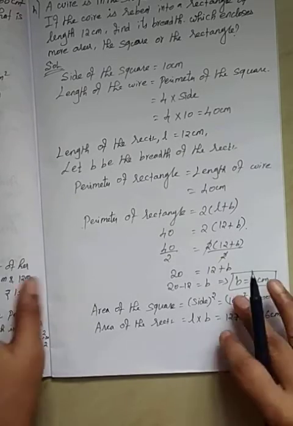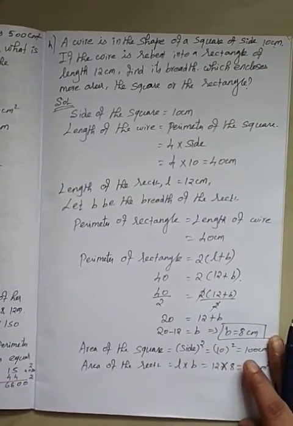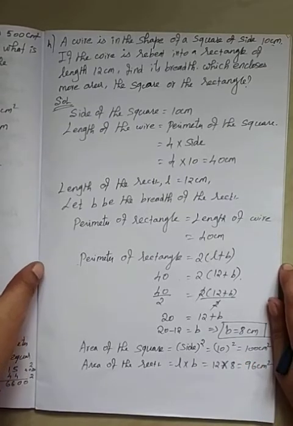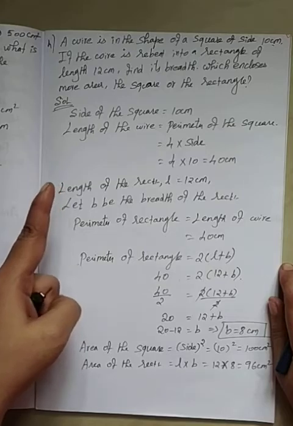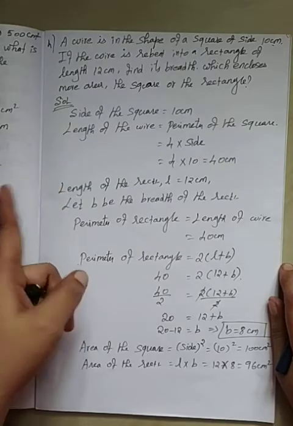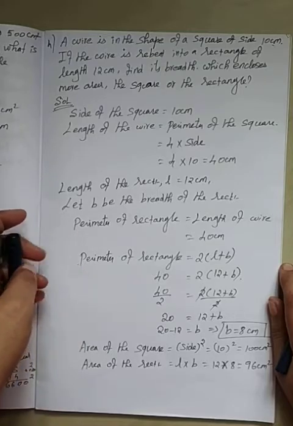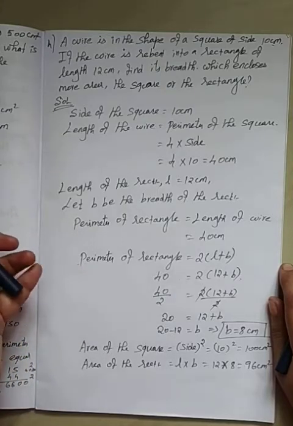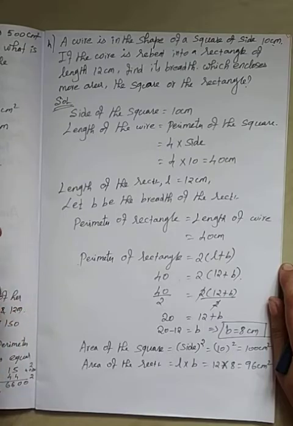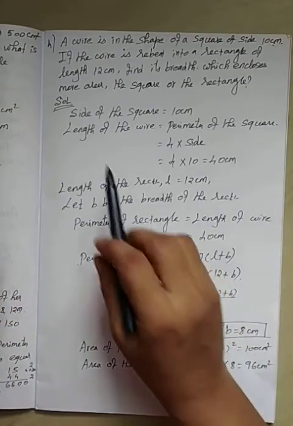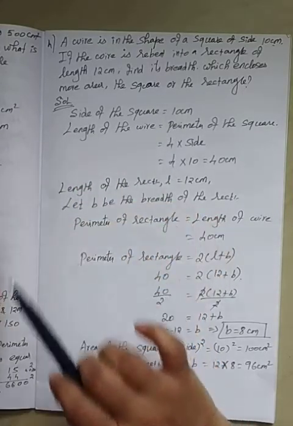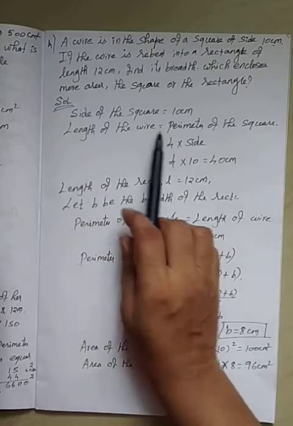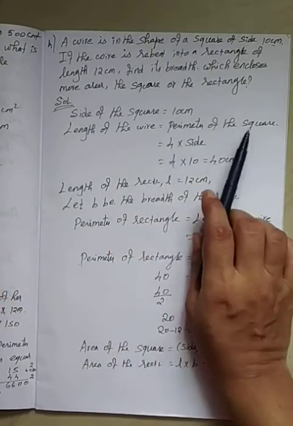Everybody clear? Okay, see here, what is the question? A wire is in the shape of a square of side 10 centimeter. If the wire is rebent into a rectangle of length 12 centimeter, find its breadth. Which encloses more area, the square or the rectangle? Now the given condition is the side of the square. What is the side of the square? 10 centimeter. Now the length of the wire is nothing but the perimeter of the square.